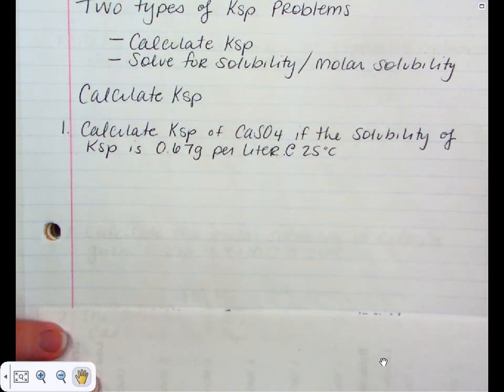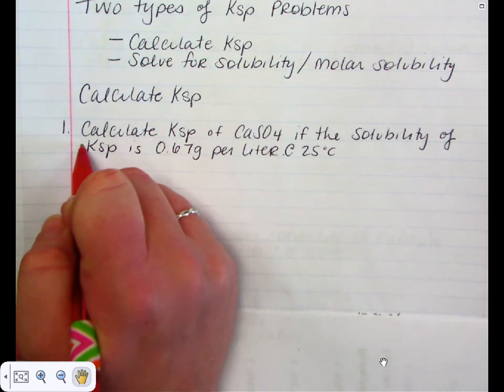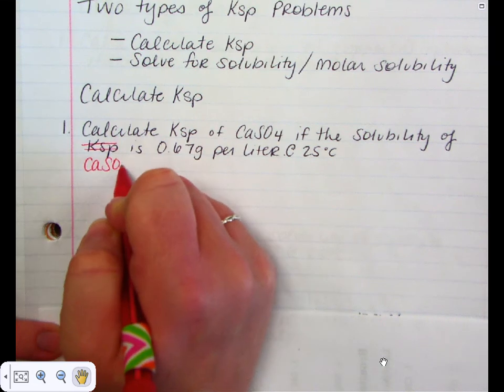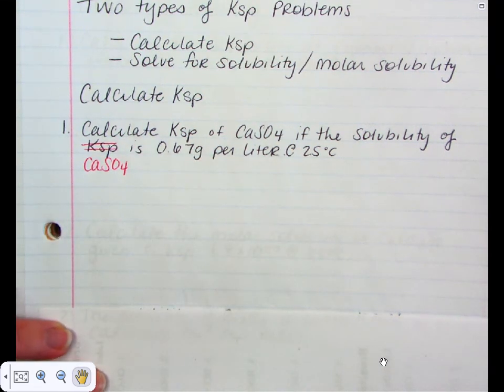Calculate the Ksp of calcium sulfate if the solubility of... I should not say the solubility of Ksp. I should say the solubility of calcium sulfate. Sorry, guys. If the solubility of calcium sulfate is 0.67 grams per liter at 25 degrees Celsius.